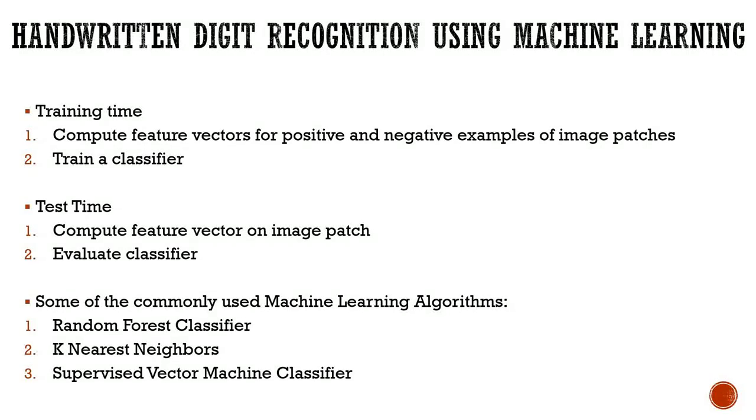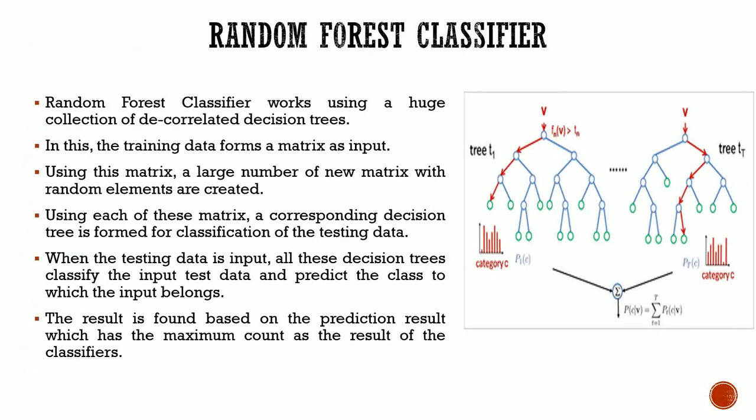Next comes handwritten digit recognition using machine learning. So in machine learning there are 2 times that we usually define. First is the training time, that is the amount of time required to train a classifier so as to make predictions. And the second is the testing time, when you actually test your classifier, that how well it has been trained and how well it can make predictions, or how accurate is its predictions for the testing data. Then some of the commonly used machine learning algorithms are RFC, KNN, and SVM. So now we'll go into somewhat depth of all of them.